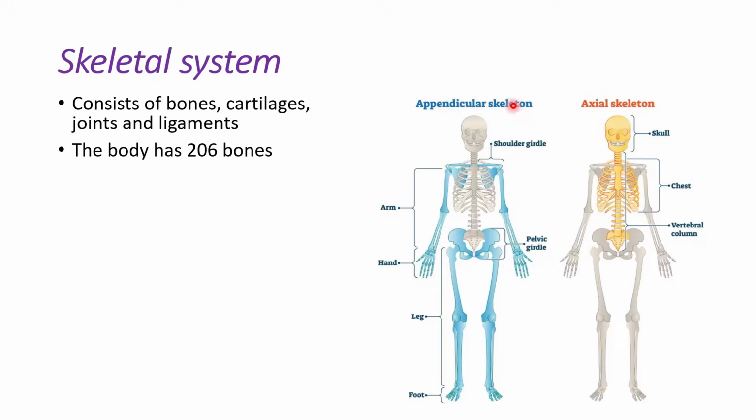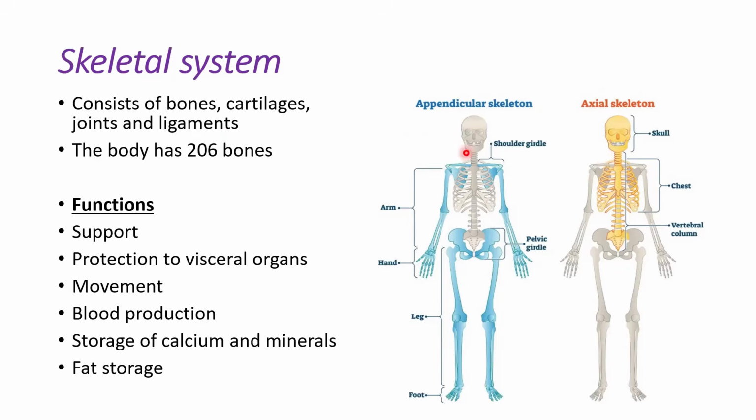Then the appendicular skeleton is all the other parts of the body, all the bones apart from those in the axial skeleton. So we'll talk about the bones that form the shoulder girdle, the bones of the upper limb, that is arm, forearm, and the hand. And then the hip bones, the pelvic girdle, and the bones of the leg, that is the femur, the thigh, the leg, that is the fibula and the tibia, and then the bones of the foot. So all those bones will be the appendicular skeleton. But the body has 206 bones.